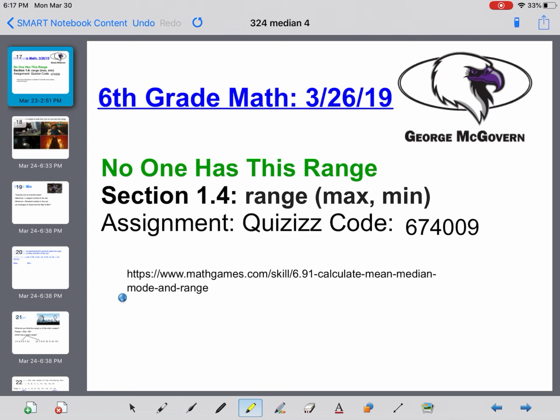Hey guys, Mr. Randall here today, and what we're going to be going over today is what the range of a data set is, and I'll have a couple fun ways of thinking about it here for you. But range and then the max and min and how those relate.